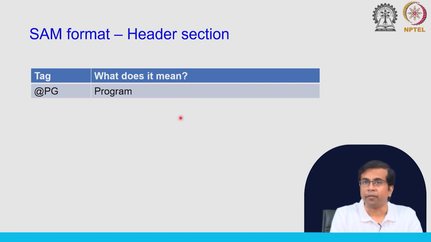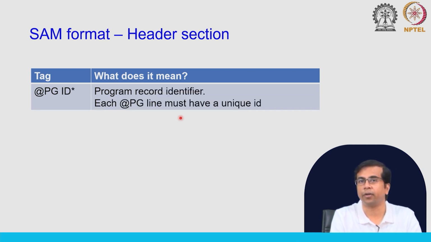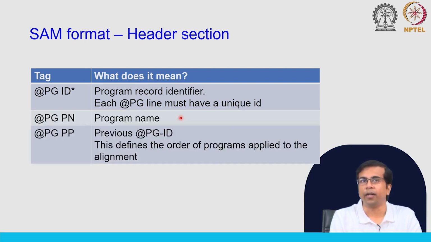Then you have another type of tag that you can get, called @PG. This is a program. So which program actually generated this SAM file? This is important. For example, in the case of Bowtie2, you should see Bowtie or Bowtie2 under this value. So PG ID means there will be an identifier that will tell you, okay, this is the program that was used. The program name will be there if you have some other name.